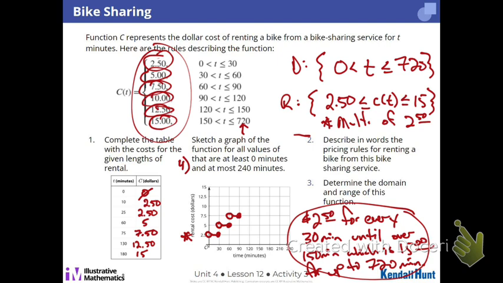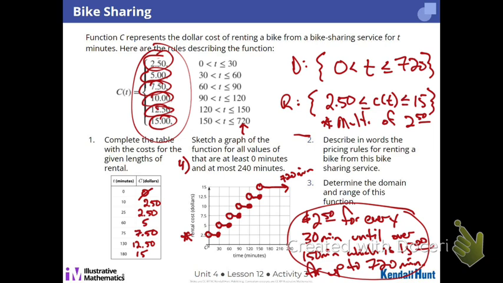90 minutes doesn't work for $10, so I'm open. But it does work for everything through 120 minutes. 120 minutes does not work for $12.50, open. But it does work for everything through 150 minutes. 150 doesn't work for $15, but everything is $15 until 720 minutes. I ran out of graph, so I just did the arrow over to 720 minutes.